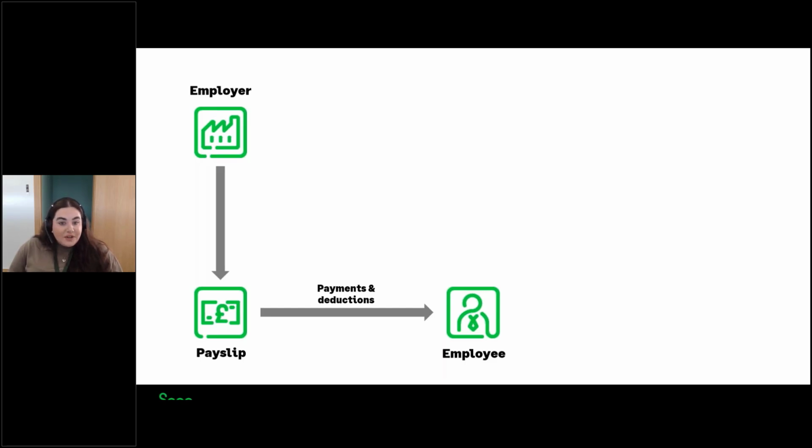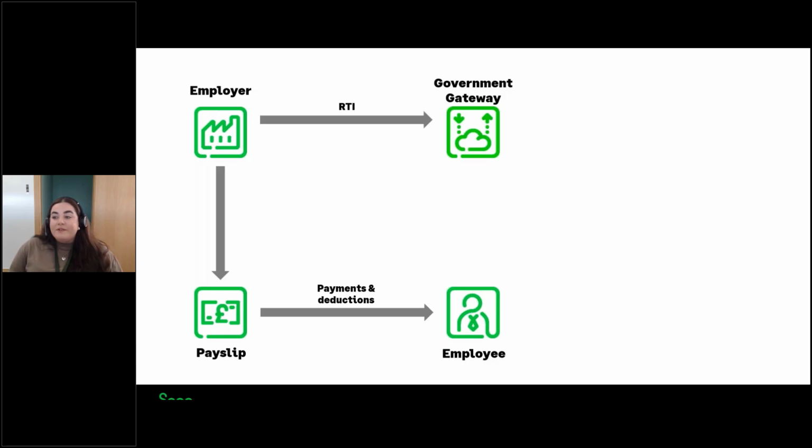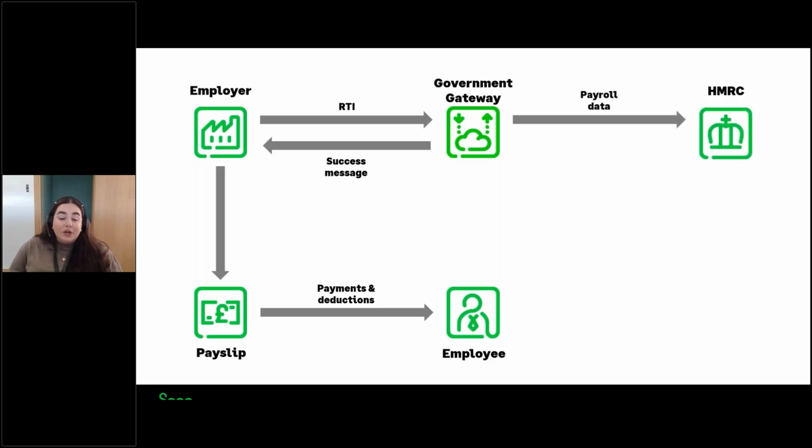But back to the employer, they would then submit the RTI, which is going to be your FPS or EPS, which will go through your government gateway account. You'll get a success message that comes back to payroll, which confirms this submission, and then that will submit the payroll data across to HMRC.